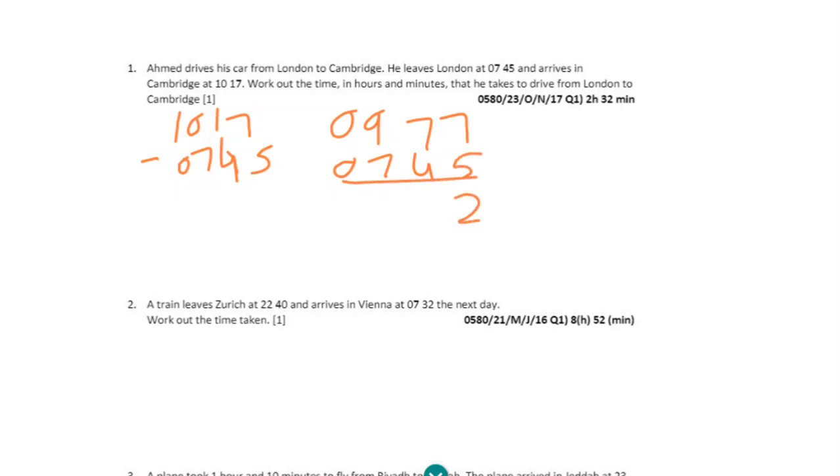So simply subtract the two times. We have 10:17 minus 07:45. We can't subtract 17 and 45 minutes because 17 is a smaller number. So instead we'll change this into 09 and add 60 to 17. So we get 77. Now subtract these two. And we get 2 here, we get 3 here, and we get 2 here. So the answer is, we have to give the answer in hours and minutes. So 2 hours and 32 minutes.